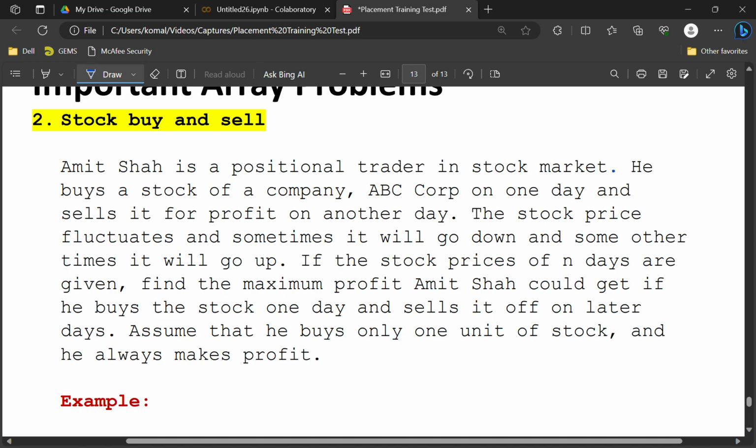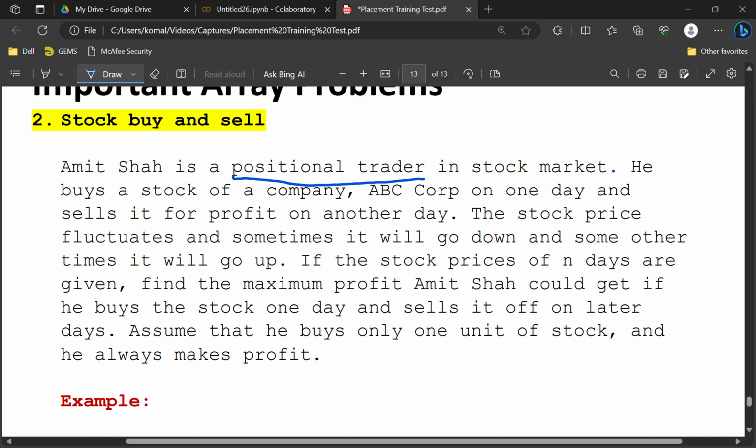We all know that in stock market we can buy stocks and sell them for profit or loss, or we can hold them for long term, etc. A positional trader is a trader who will buy stocks on one day and hold them for some days, that could be weeks or months or years. Then when he sees some profit, he can sell it off. That is the nature of a positional trader.